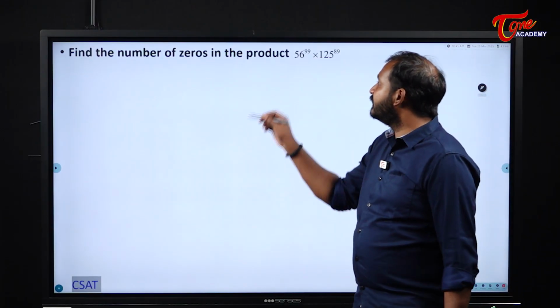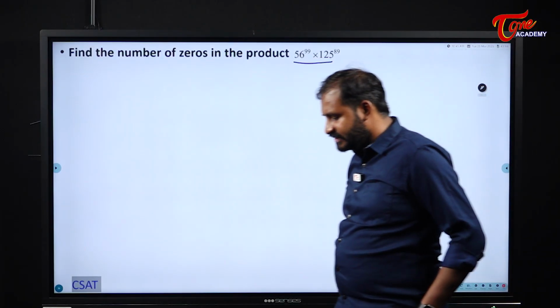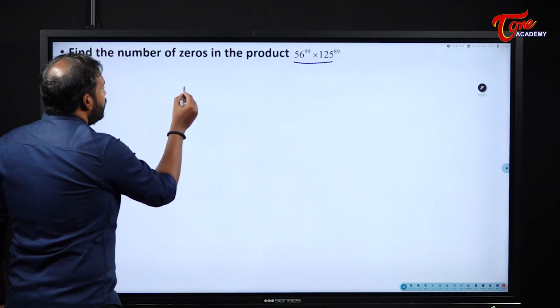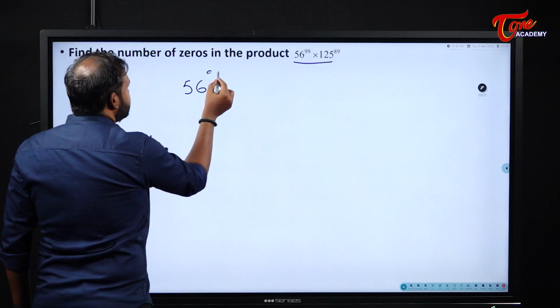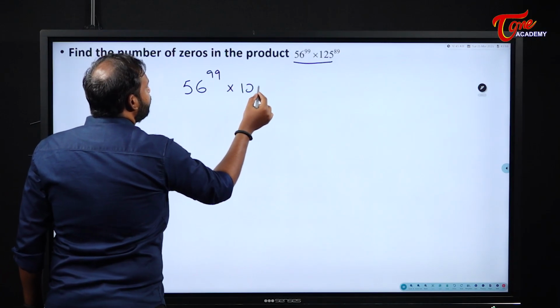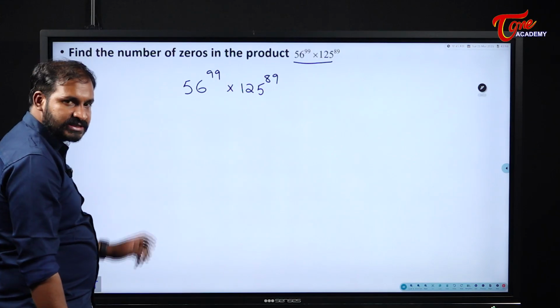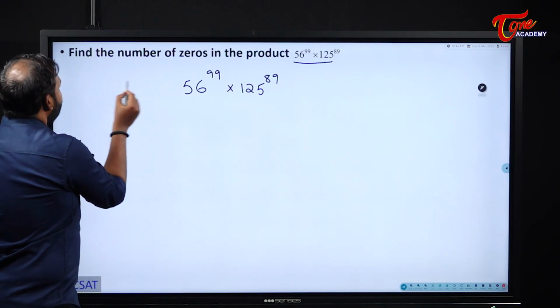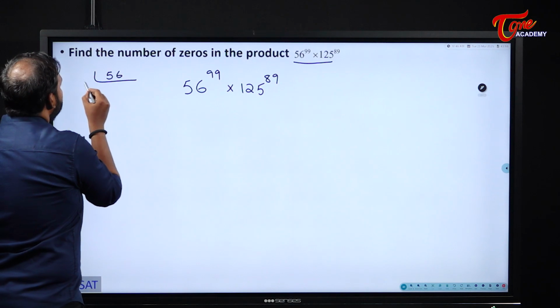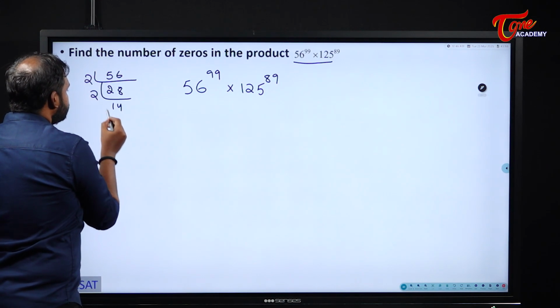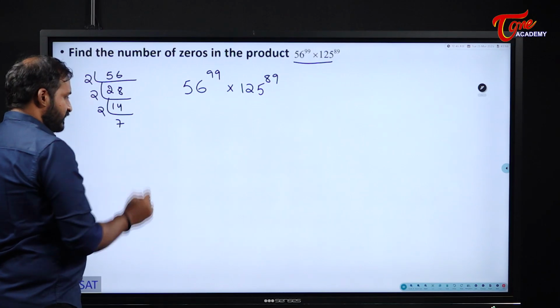Now see here, find the number of zeros in the product 56 power 99 into 125 power 89. Okay. I need to find the number of zeros in 56 power 99 into 125 power 89. So before that, first of all I need to do the prime factorization for 56. When I do the prime factorization for 56, what does it become? 2 28s, 2 14s, 2 7s.